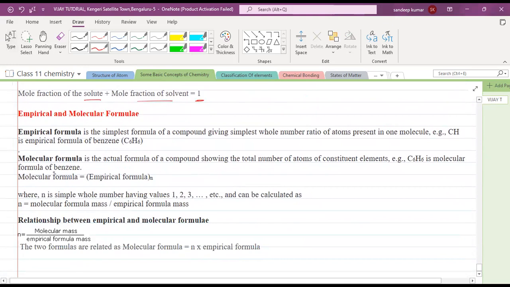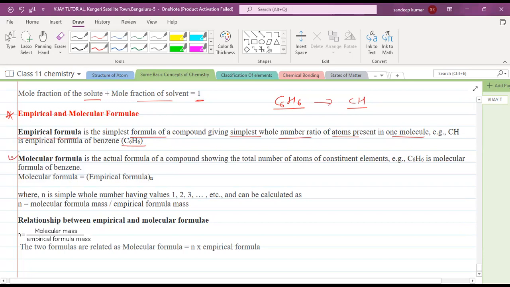Next, the last concept is empirical and molecular formula, which is very, very important. They may ask you questions based on this. The empirical formula is the simplest formula of a compound giving the simplest whole number ratio of atoms present in one molecule. For example, for C6H6, the empirical formula is CH. Example, CH is the empirical formula of benzene.